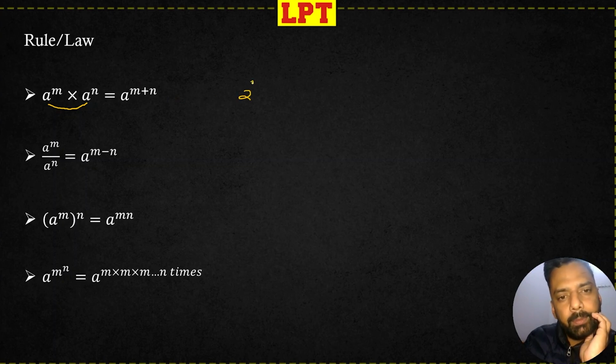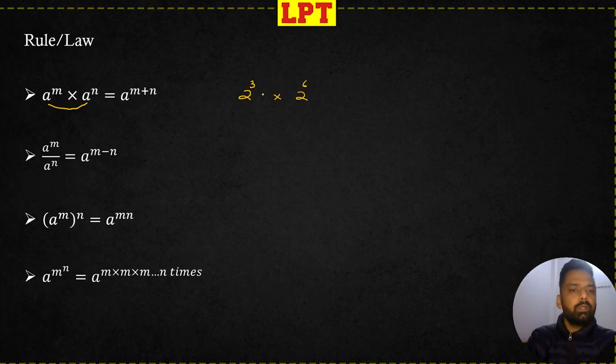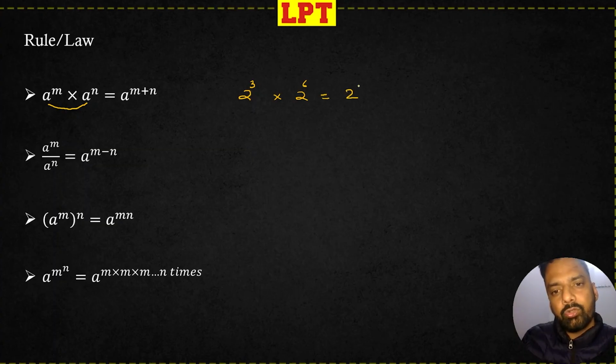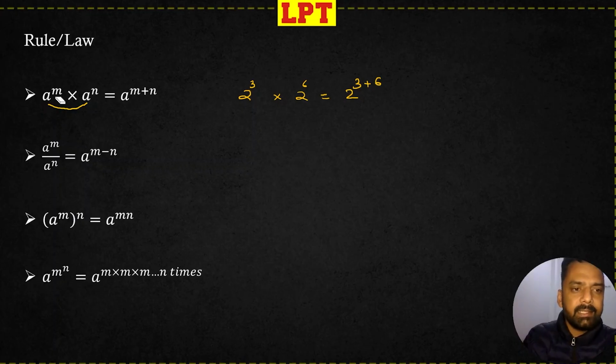Suppose I have 2 to the power 3 and 2 to the power 6, and these are being multiplied. If we want to multiply 2 to the power 3 and 2 to the power 6, I can simply write it as 2 to the power 3 plus 6. So the condition is that if the base is same, then the powers can be directly added. Okay, we can simply add the powers.